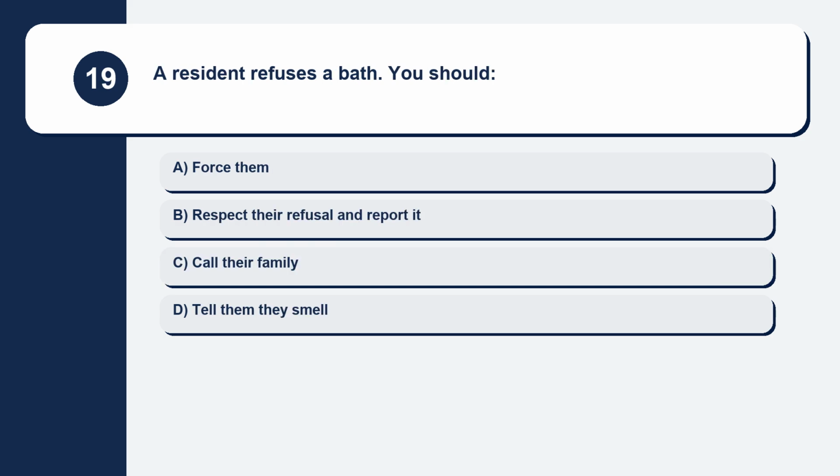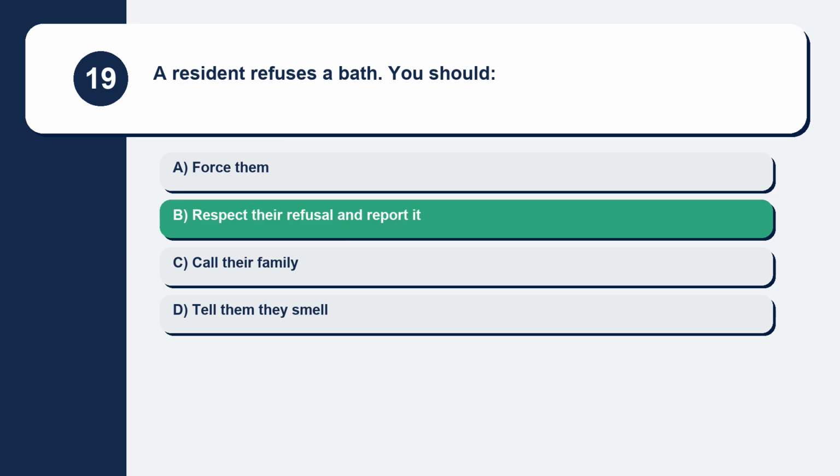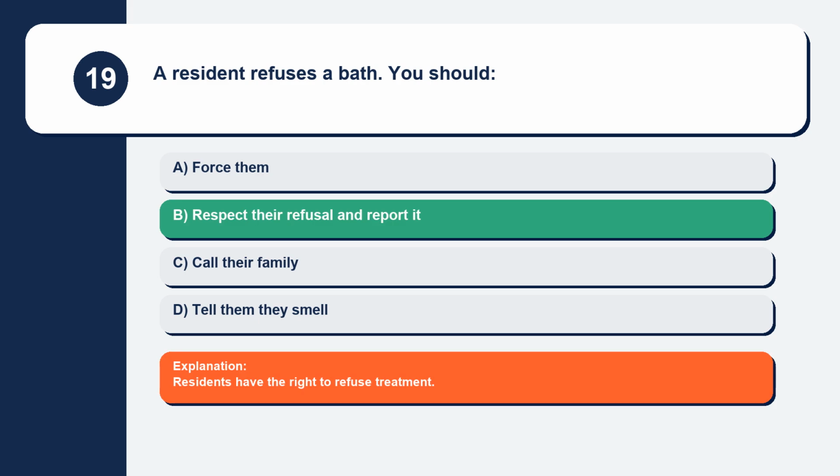Question 19. A resident refuses a bath. You should force them, respect their refusal and report it, call their family, or tell them they smell? Respect their refusal and report it. Residents have the right to refuse treatment.